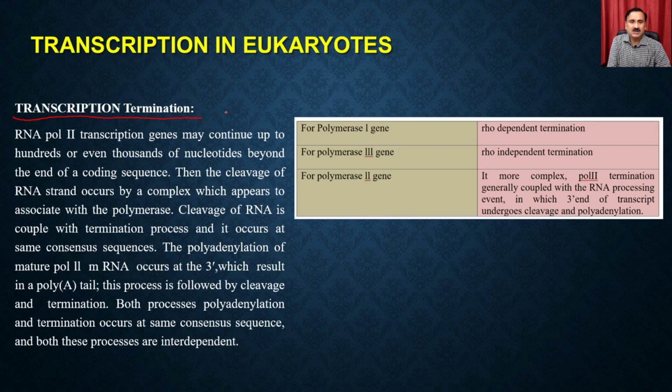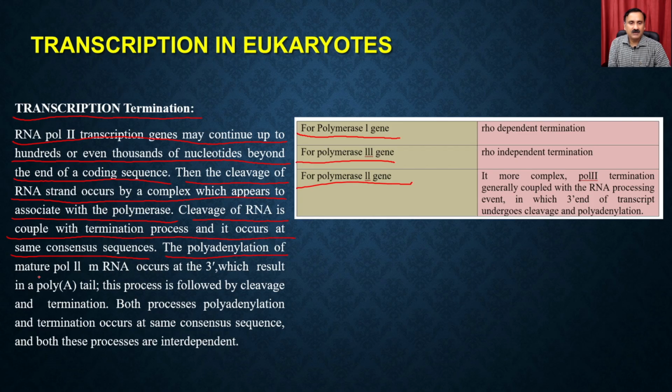Transcriptional termination is going to be different in the case of different types of RNA polymerase. You can have RNA polymerase 1, 2 or 3, and the transcription factors responsible for the termination of these transcriptions are going to be different. So RNA polymerase 2 transcription may continue up to hundreds or even thousands of nucleotides beyond the end of a coding sequence. Then the cleavage of the RNA strand occurs by a complex which appears to be associated with the polymerase. Cleavage of RNA is coupled with the termination process and occurs at the same consensus sequence.